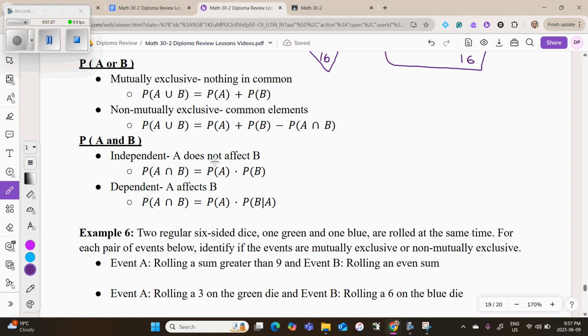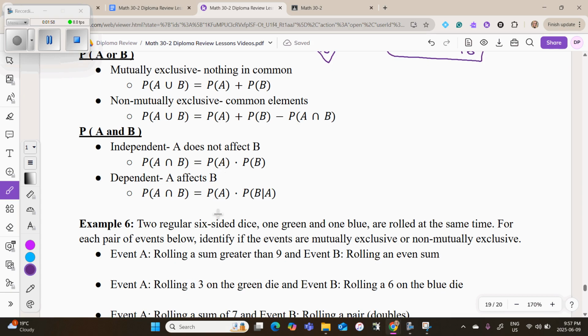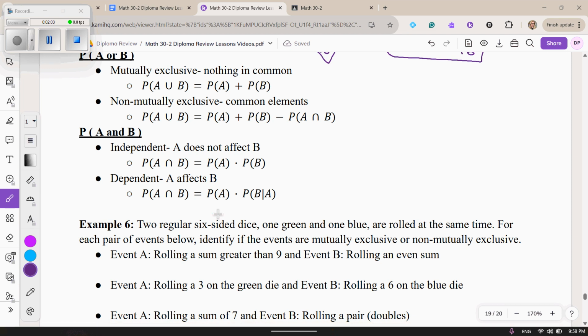Okay, we also talked about the word and. The and word always means multiply in Math 30-2. So then it's a matter of, does the first event affect the probability of the second event? So independent means that the probability of B does not change based off of what happens in A. For example, if you are picking a card and then you replace the card and pick another card, they are independent of each other. Whereas dependent means that A affects B. So we have taken a card out, and this time we did not replace it.